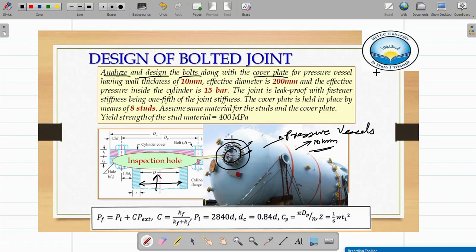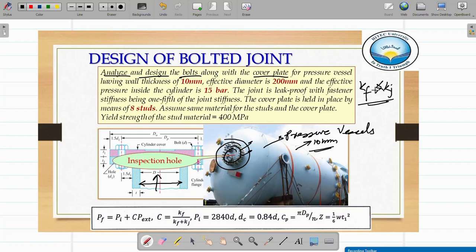The joint must be leak proof, with the fastener stiffness being 1/5 of the joint stiffness. So instead of giving you the direct value of the joint constant, they have told you that the fastener stiffness is 1/5 of the joint stiffness. Generally, Kf is always less than Kj because of the dimensions. The bolts are very large in length, and the joint is very small in thickness, so the stiffness of the joint is generally higher than that of the bolts.